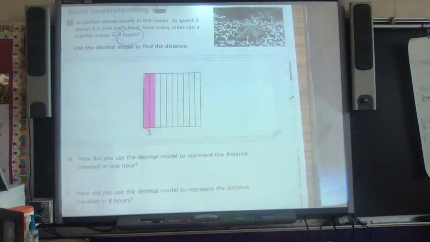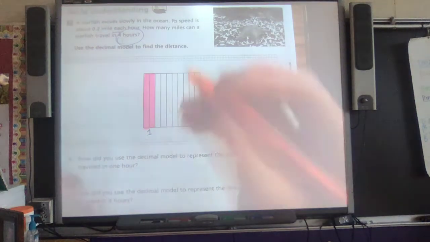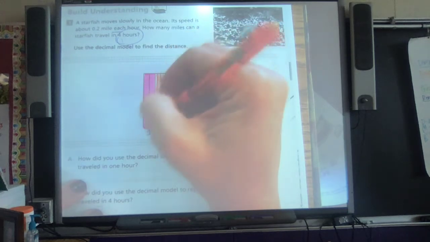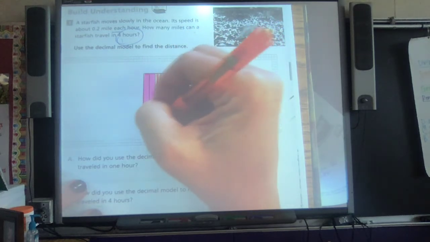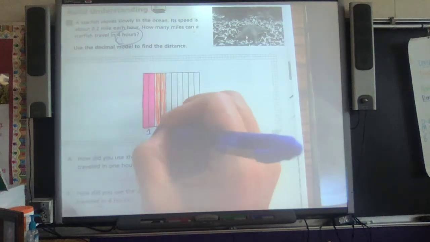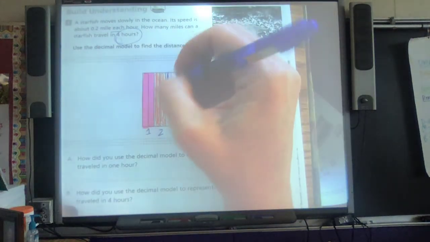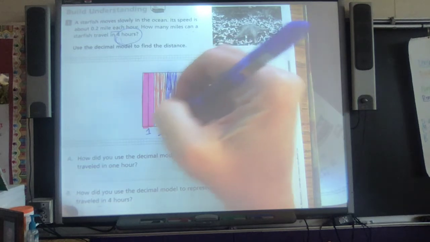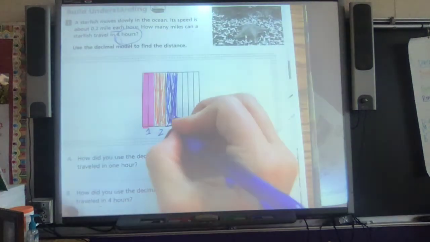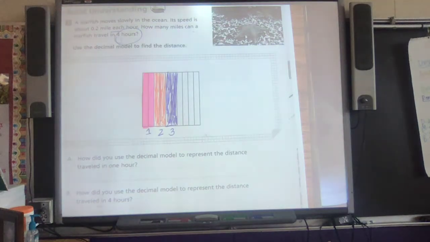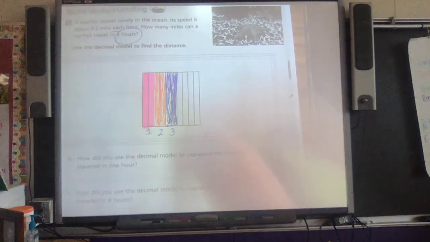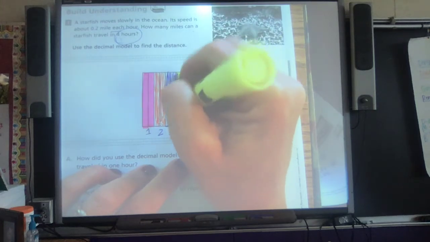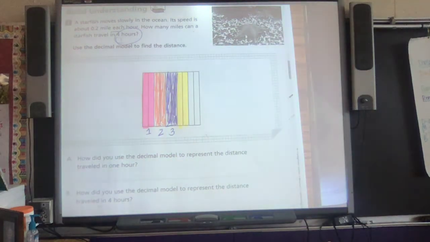I'll just put a 1 for 1 hour. And then the next hour, it went another 2/10. And then the third hour, it went another 2/10. We're going to have a colorful starfish representation. And then the fourth hour, it went another 2/10. I don't know if y'all can see that yellow. I think you can.